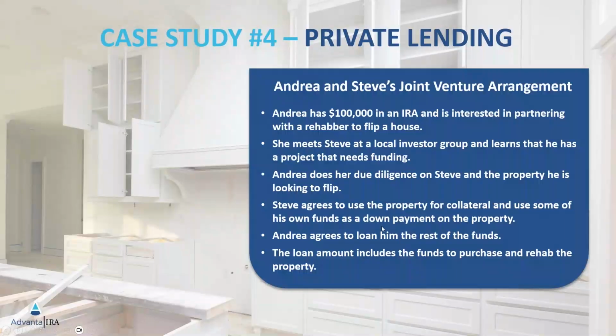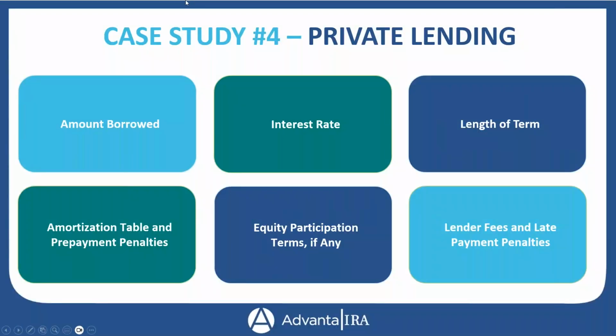Steve agrees to use the property for collateral and use some of his own funds as a down payment, and Andrea agrees to loan him the rest of the funds. The loan amount includes funds to purchase and rehab the property. Remember, this is just an example, but I want to give you an example of what we have seen.